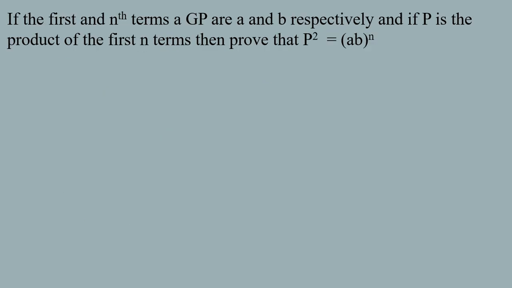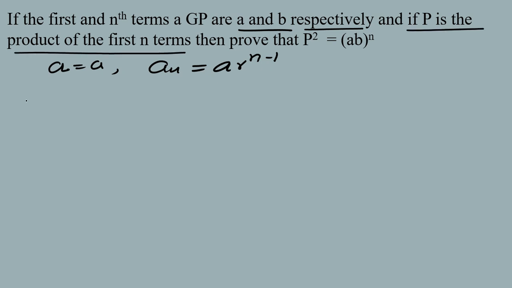Okay. Now next is, find if the first and the nth terms of a GP are a and b respectively. See, first and nth term. So the first term is a, no doubt this is the first term, no problem here. The nth term is a r to the power n minus 1. Okay. Now what they say next, p is the product of the first n terms, means p is equal to a times ar times ar square times ar cube and so on, up to ar to the power n minus 1.